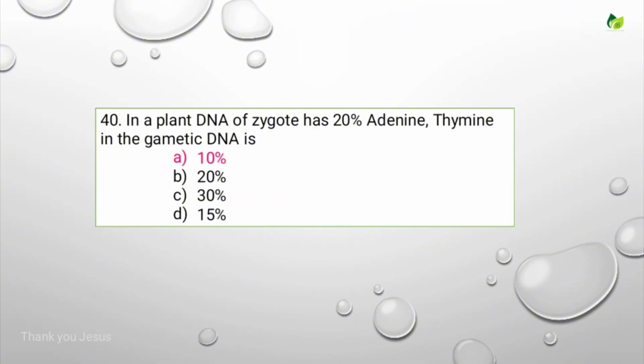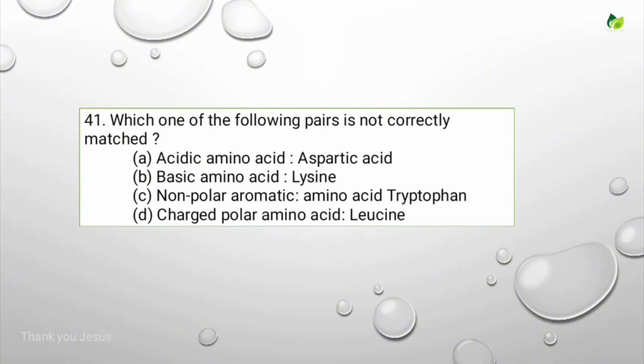adenine percentage is always equal to the thymine, but here they have asked what is the gametic DNA? Gametic means there you will find the haploid chromosome number. So that's why here the answer is 10%. Okay, so zygote is diploid, whereas gametic number is haploid. That's why 10% is the correct answer. Let's see the next question.